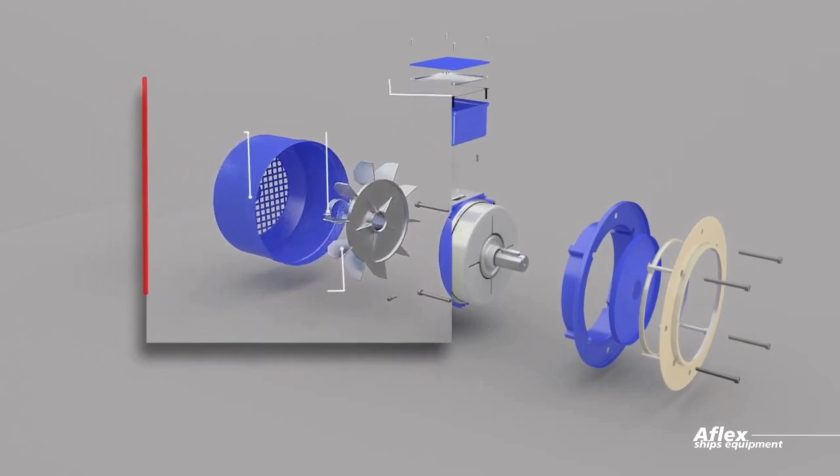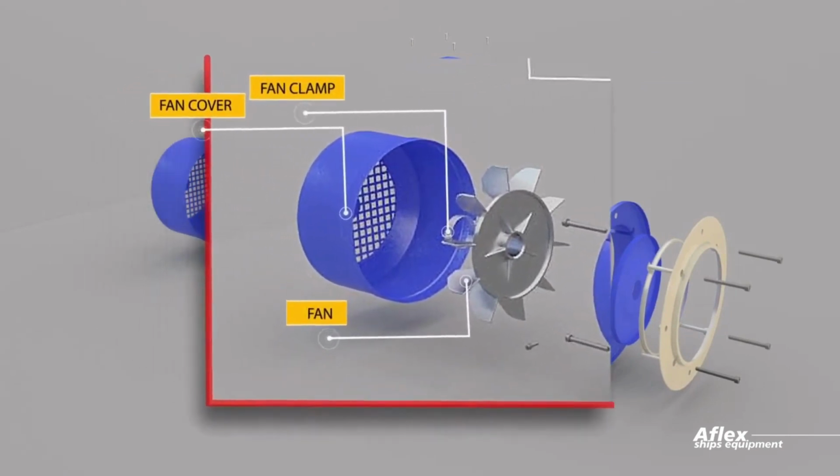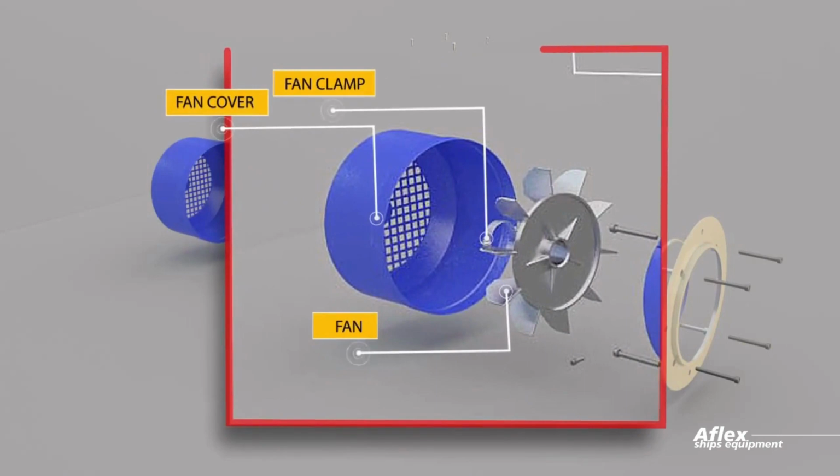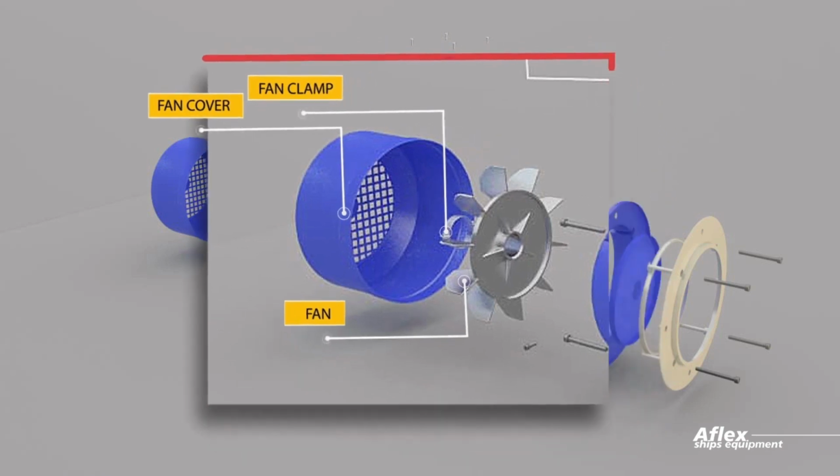The fan sucks air into the motor, blowing it around the outside of the case past the heat ventilating fins. If you've ever wondered why electric motors have those ridges on the outside, that's the reason. They're cooling the motor down. The fan cover prevents the fan from being damaged, and the fan clamp is holding the fan on the rotor shaft in the right place.